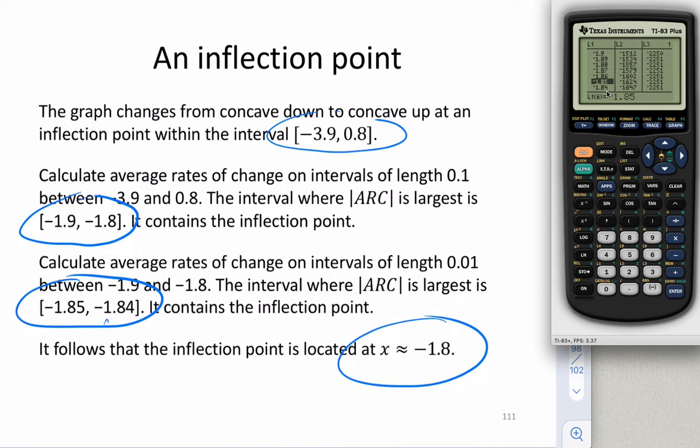Again, we almost have the inflection point to two decimal place accuracy. If we chose to continue on with this idea, we could split this interval into smaller subintervals, like with a delta of 0.001, and figure out whether we're closer to negative 1.85 or negative 1.84. But this is going to be good enough for us. The inflection point is at an x-coordinate of negative 1.8.